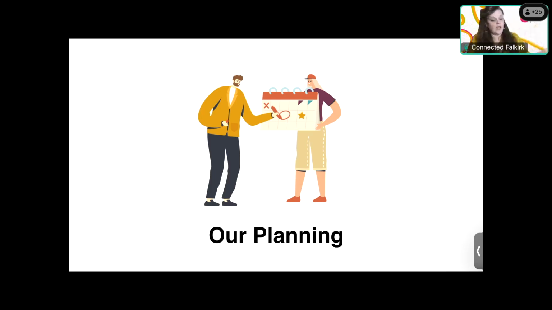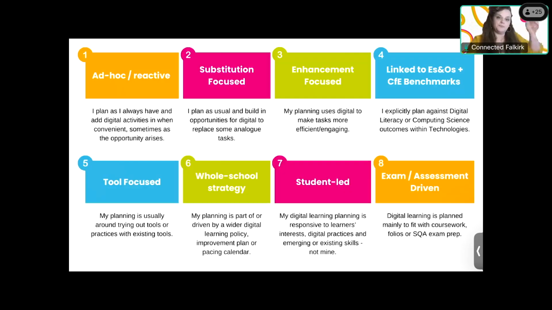Okay, so let's take a look at these planning statements then, remembering that it's specifically about how you plan for digital. We have 8 to choose from. We have planning that is ad hoc, so you just plan like you always have, or that you already do within the confines of what you do in your school, and you just pop in digital activities when it's convenient, sometimes maybe even just as the opportunity arises.